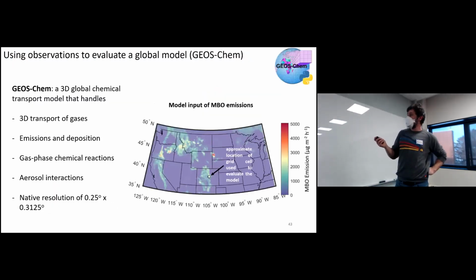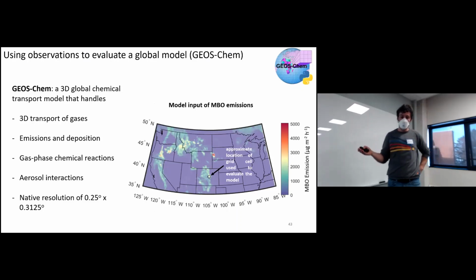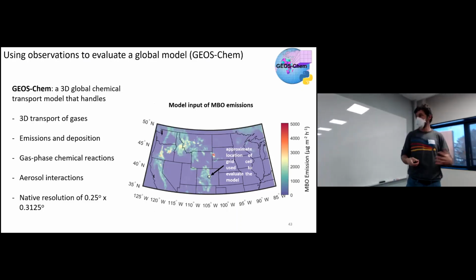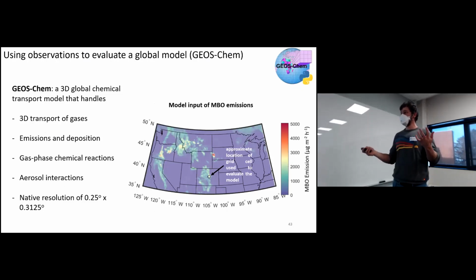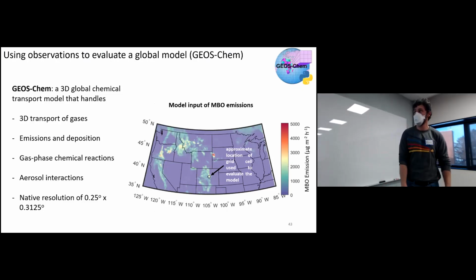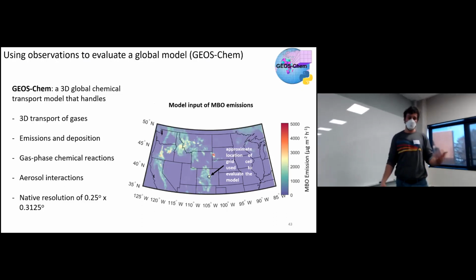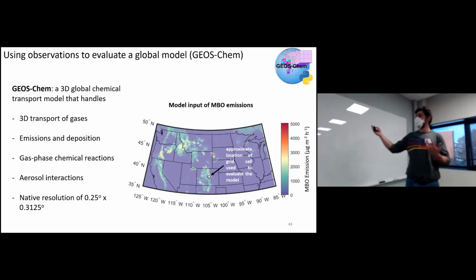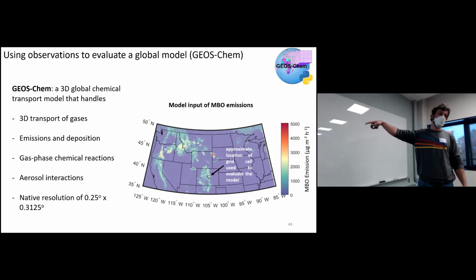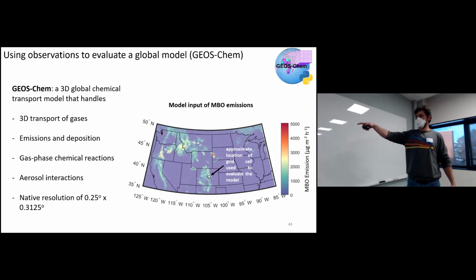And then finally, part of this project is to take these values that I measured and put them in the context of a global model and see if the global model that our group uses is getting this area right. So what I'm using is GEOS-Chem. It's a 3D global chemical transport model that handles transport of gases, emission, deposition, and reactions. What I have on the right here is just an example model input of MBO emissions, showing where our grid cell is. So the results that I'll show are just for the one grid cell that contains my site, pretty much.